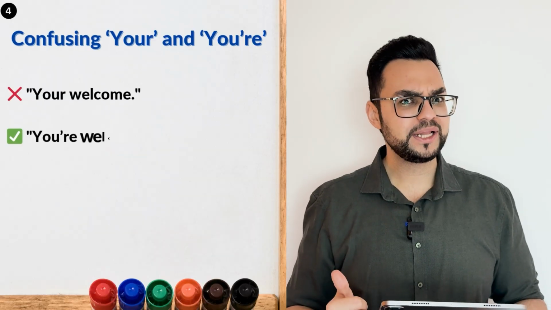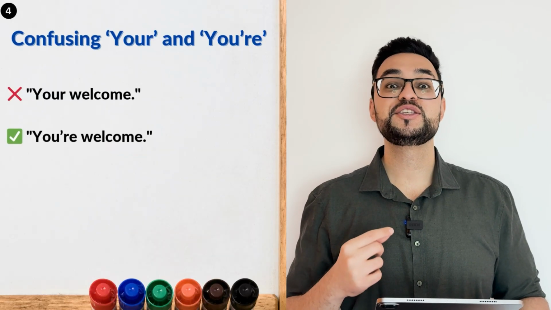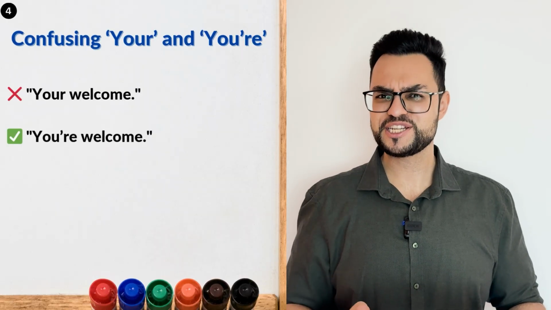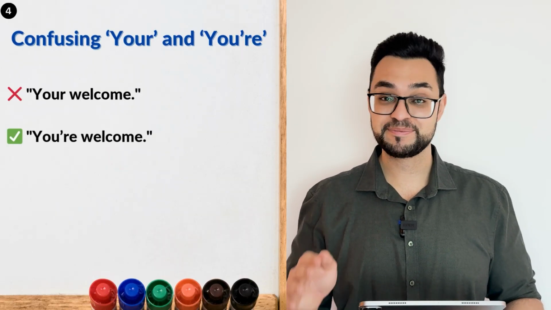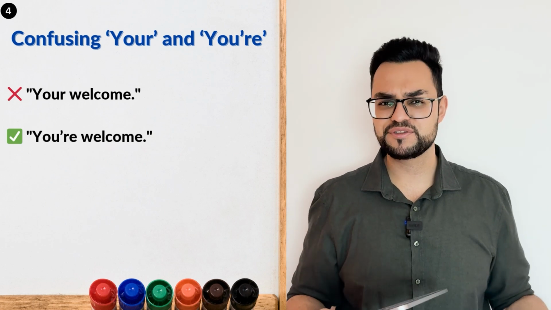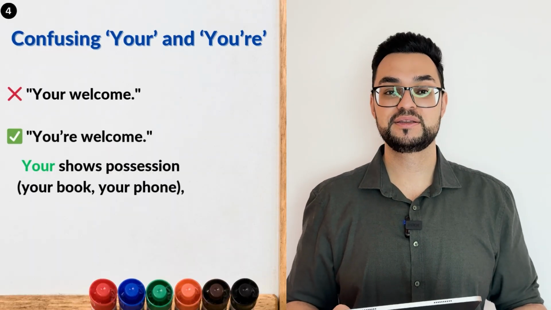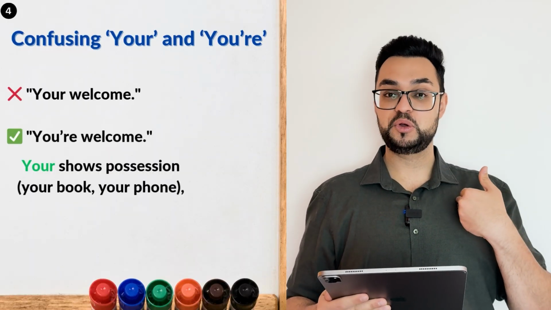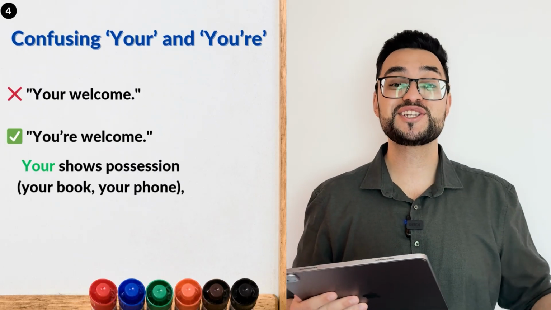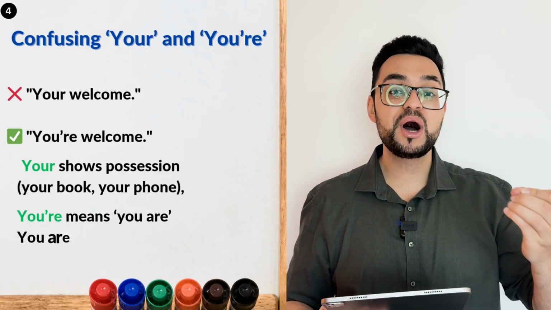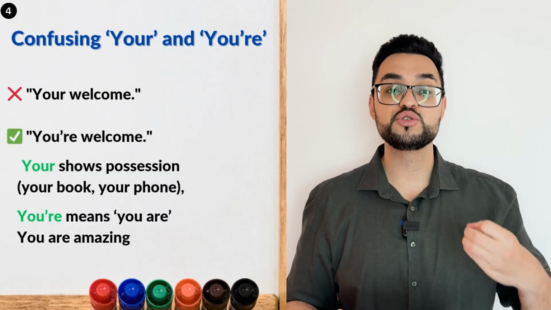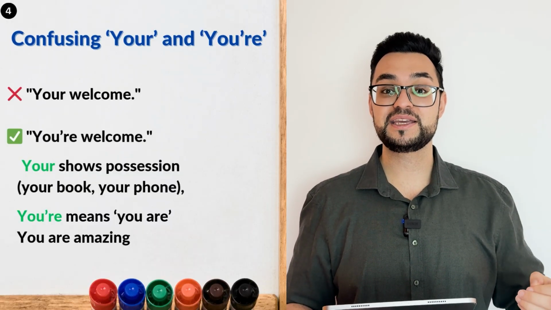The next one is confusing your and you're. Like instead of saying you're welcome, writing your welcome. Pronunciation is very similar, but when you're writing it, it's totally different. This mistake is everywhere. Your shows possession. Like your book, my book, his book. It's possession. While you're, you apostrophe re, is you are. Like for example, saying you are amazing. And the correct phrase is you are welcome, and that's why we say you're welcome with apostrophe.